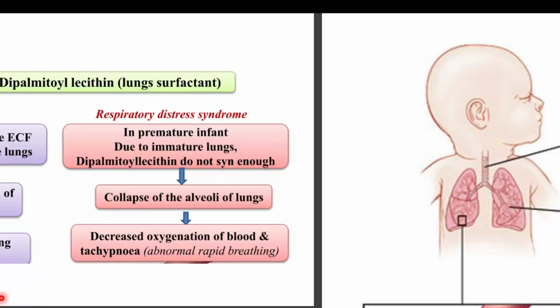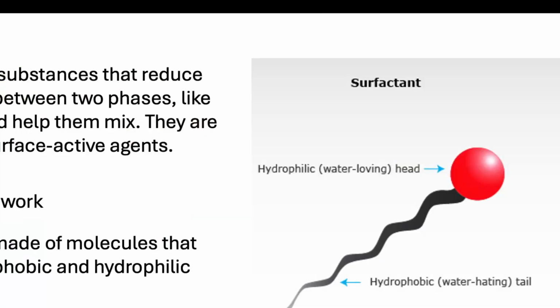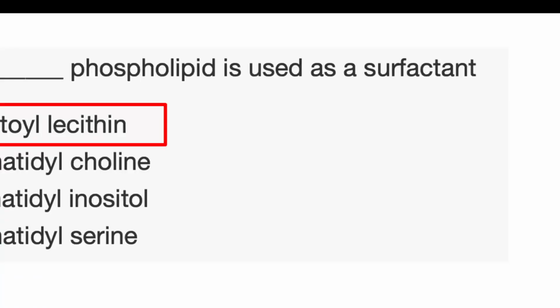Okay, there is a comment saying B is a component of lung surfactant, so that is why B is wrong. Okay, B is not wrong, but the more specific correct answer is dipalmitoyl lecithin. Even if you search or read online, you will find that DPPC, which is a modified version of phosphatidylcholine, is the correct answer. This is actually the phospholipid that is used as a surfactant.